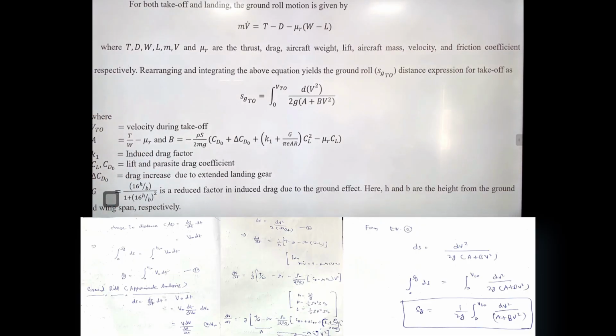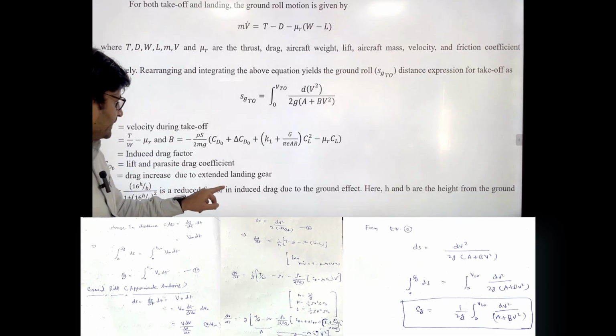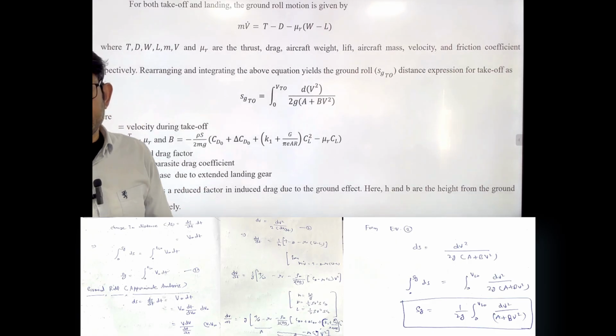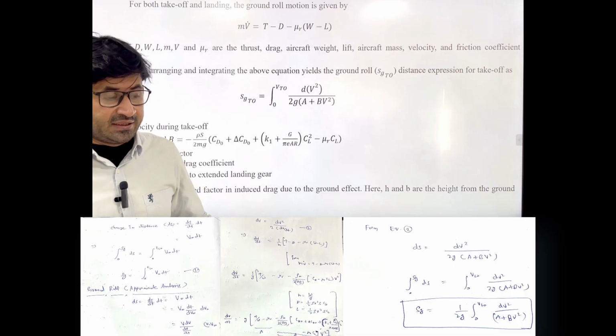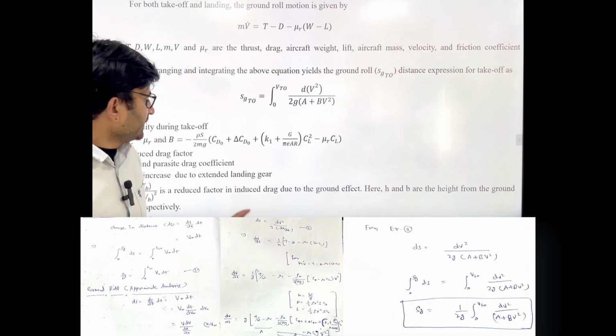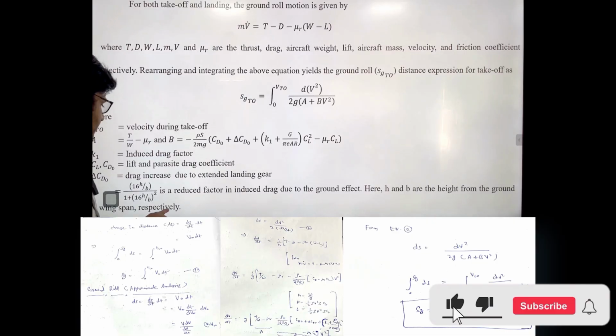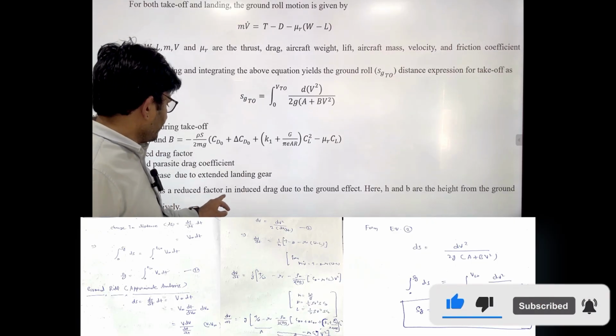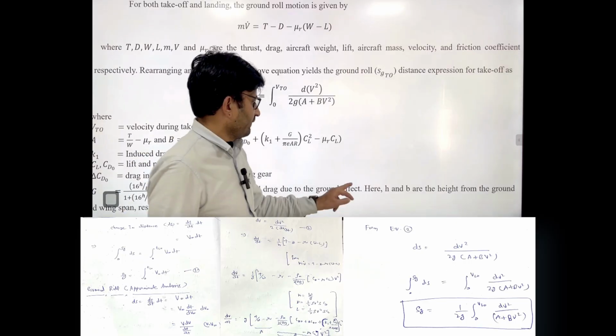K1 is the induced drag coefficient, A is this expression, V is the takeoff speed, CL and CD naught are the lift and parachute drag coefficients, and delta CD naught is the drag increase due to the extended landing gear, because when the landing gear is extended during the ground roll, that also produces drag. And G is the ground factor, where 16h/b divided by 1 plus (16h/b) whole squared is the reduction factor in the induced drag due to the ground effect.